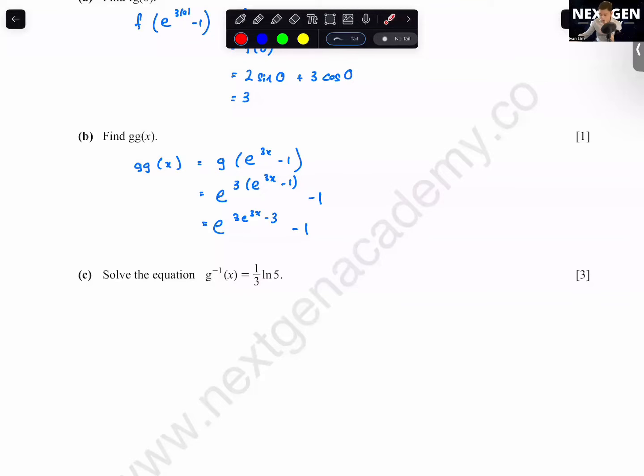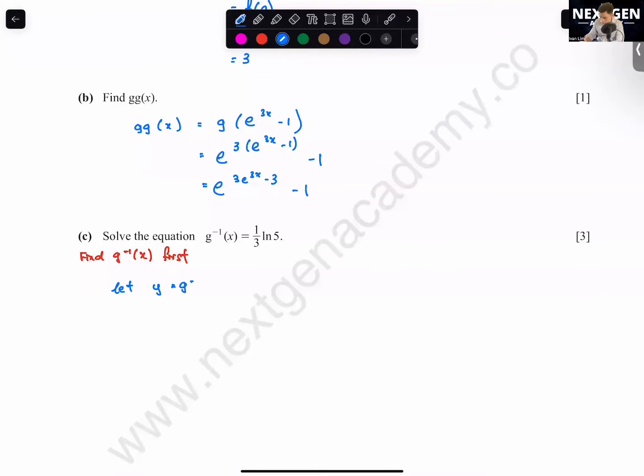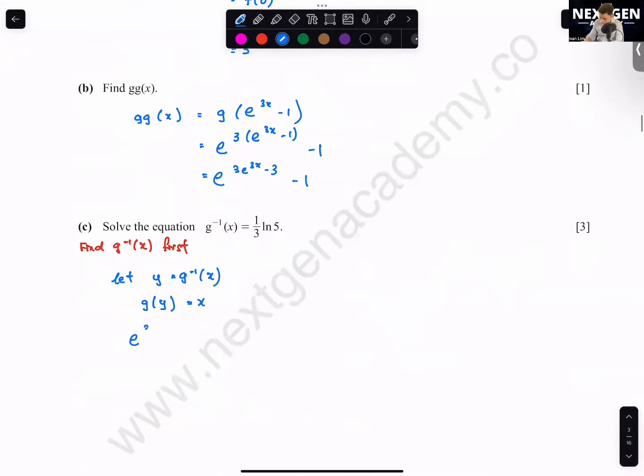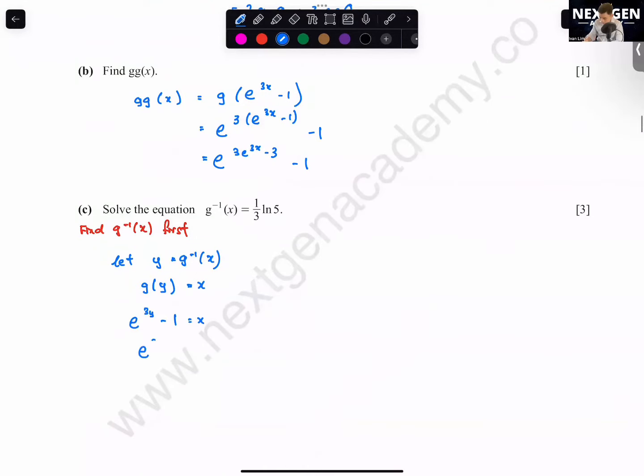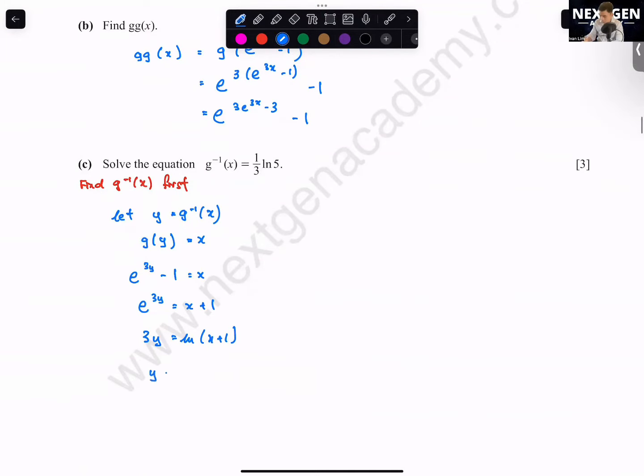There are two ways to do this: one easier way, one slightly longer way. I know most of you will go and find the inverse first, so I'll do the slightly longer way first. Method one: find g inverse x first, the normal way. Let y equal g inverse x, so g(y) equals x. Then e^(3y) minus 1 equals x, e^(3y) equals x plus 1, 3y equals ln(x plus 1), y equals 1 over 3 ln(x plus 1). This is your g inverse x.